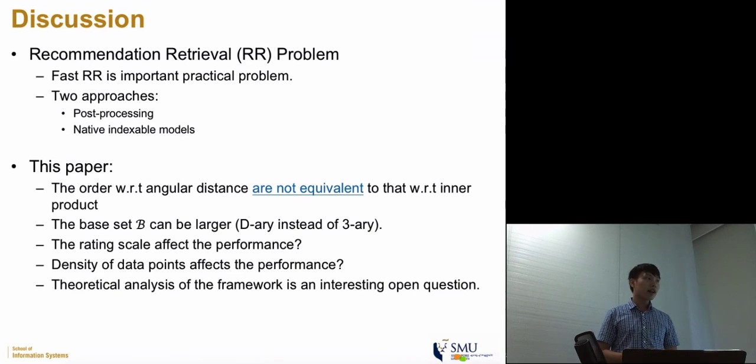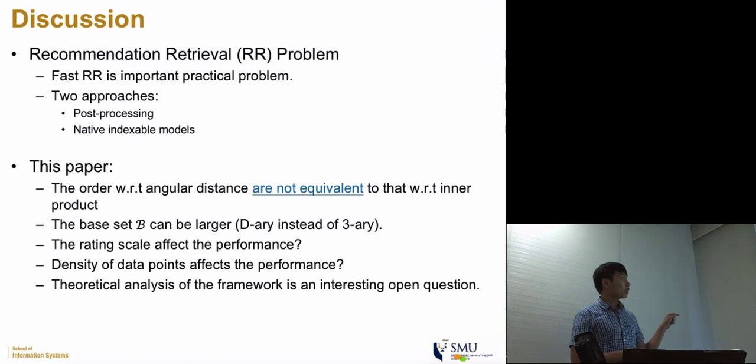And currently, as far as I know, we have two different approaches. The first approach is a post-processing approach, in which you can apply the post-processing step to any matrix factorization models. And the second approach is you try to build an MF model in which the output is natively indexable. So you can use any kind of data structure like locality sensitive hashing or inverted index directly on the output of the MF models.